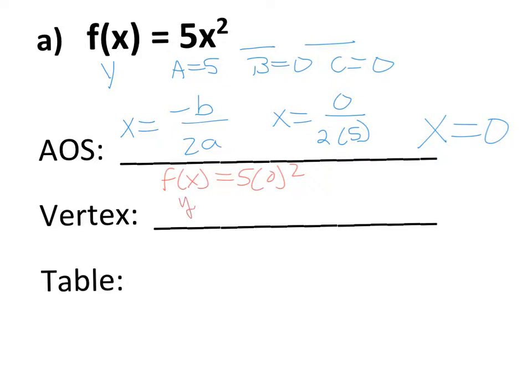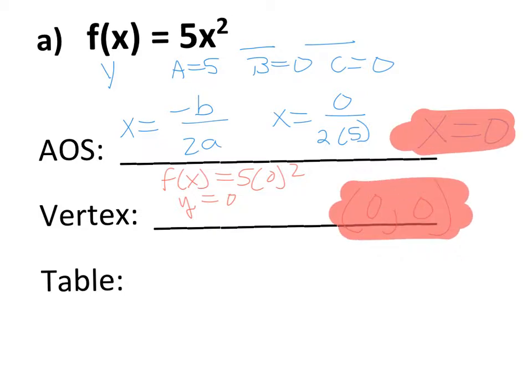So my y value, f of x or y, is 0. So your coordinate point is going to be whatever your x value was. I plugged in a 0, and what did you get out? In this case, I got out a 0. Okay? So this guy right here, here's your answer for axis of symmetry. Here's your answer for vertex.